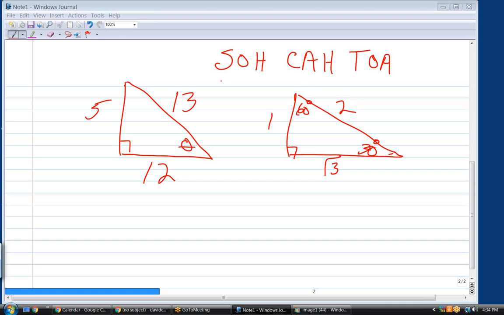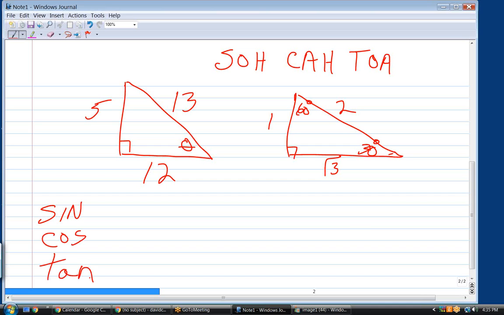Trig starts with this. Memorize that. Pronounce it however you want. I pronounce it Sohcahtoa, like you're going to soak your big toes. Sohcahtoa. And what it means is that your three primary trig functions are sine, cosine, and tangent.